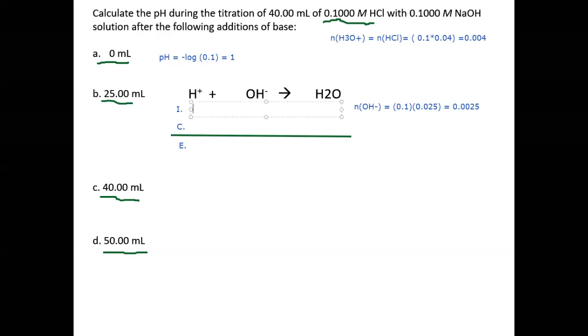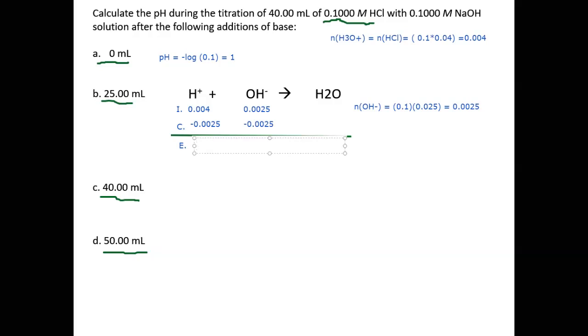So initially we start with 0.004 moles of H plus and 0.0025 moles of hydroxide. You always subtract the lesser one from the greater one. So we're going to subtract 0.0025 moles of hydroxide from H plus. H plus is the same as H3O plus. And so we get 0.0015 moles of H plus left over.